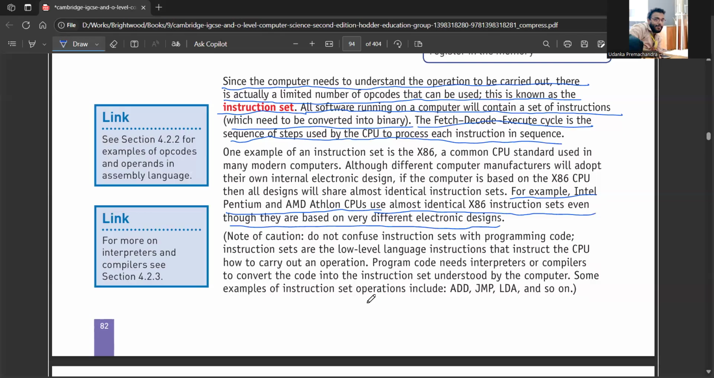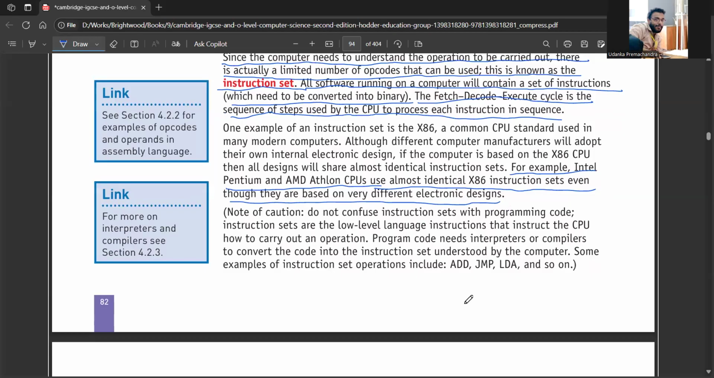Program code needs interpreters or compilers to convert the code into an instruction set understood by the computer. That means how to carry out the operation. Some examples of instruction set operations include ADD, JMP, and so on.